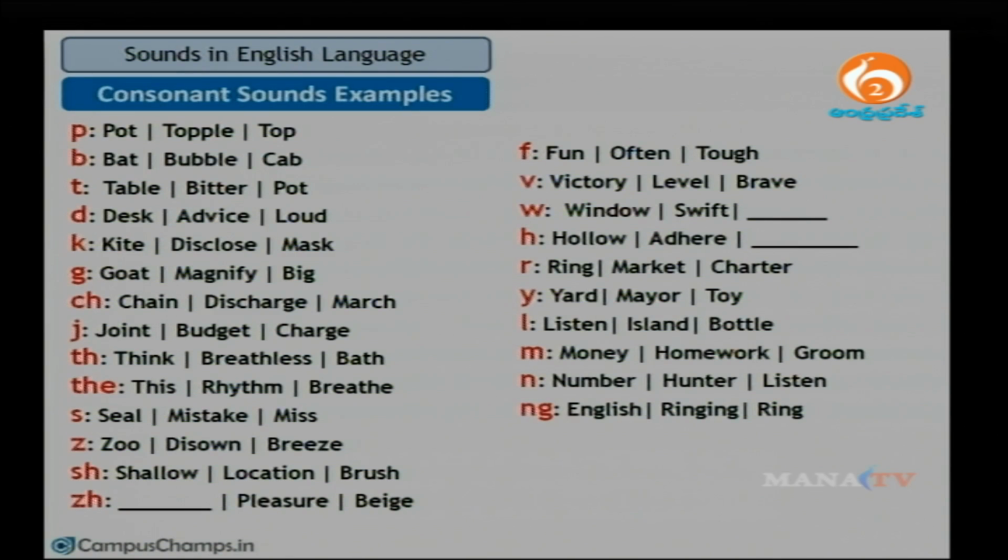I'm going to pause here for 10 seconds so that you can make a note of all these examples. In the first word, the sound is in the beginning. In the second word, the sound is in the middle. And in the last one, the sound is at the end. Please make a note. I'll take a pause.